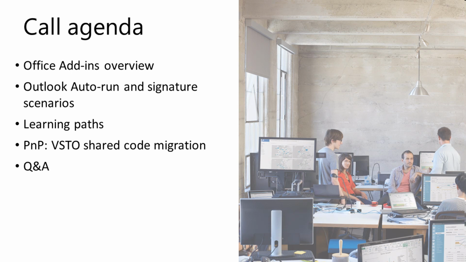So here's the agenda of what we're covering today. For any folks that are new to Office Add-ins, we do a quick little overview of what they're all about. Then we're going to talk about Outlook Autorun and signature scenarios. Then we're going to take a look at some learning paths in docs. And then we have a new PnP sample to share on a migration strategy for sharing code from a VSTO add-in to an Office web add-in. And we'll have some Q&A.